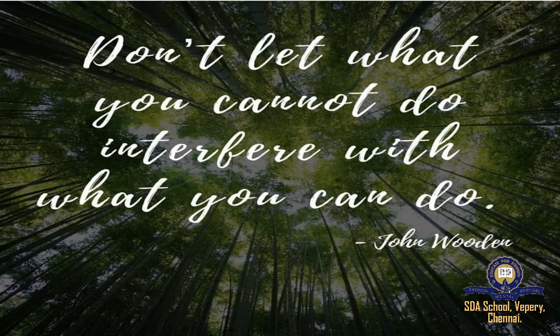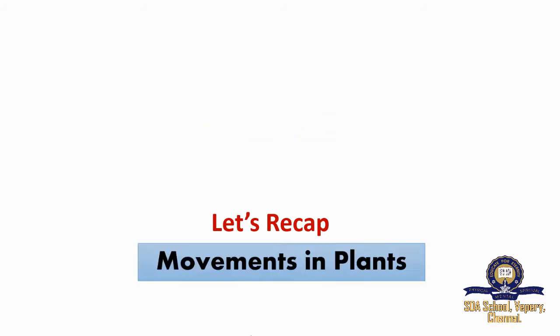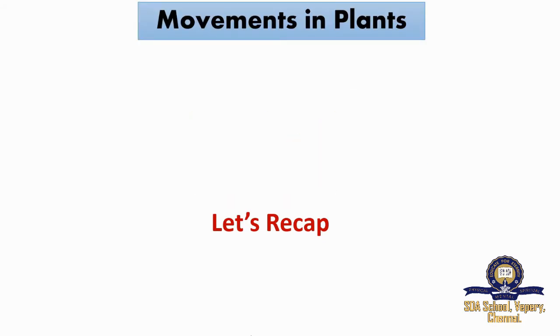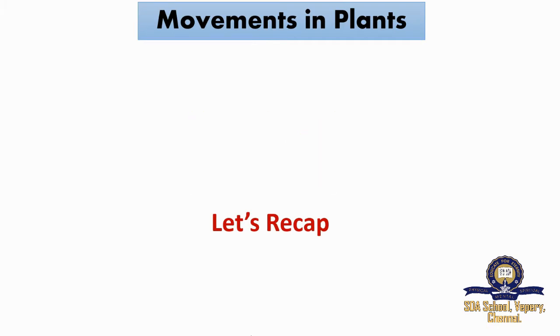With this quote, we'll move on to the recap session. Yes, we started with a new chapter, which is Unit 19, Plant Physiology. And the topic was movements in plants. We concluded that plants also show movements like human beings and animals, right? And we saw two types of movements. One is tropism and another one is the nastic movements.